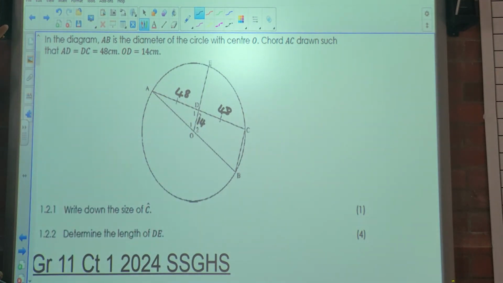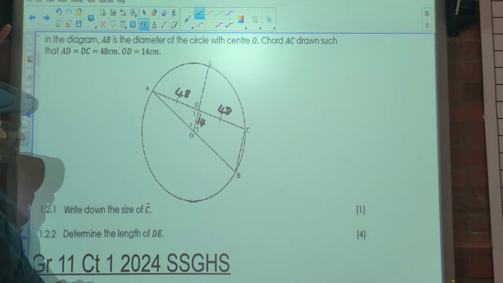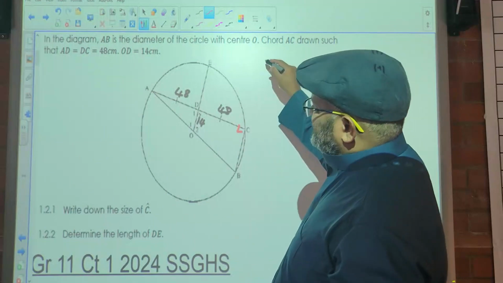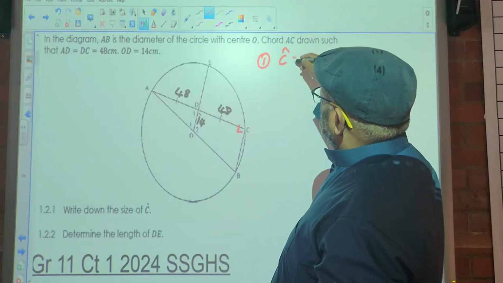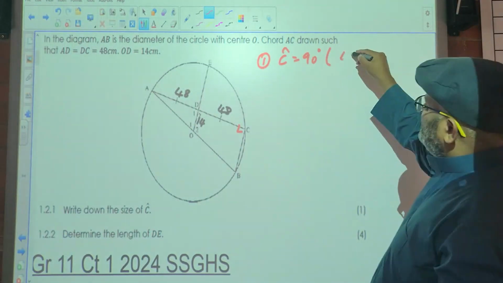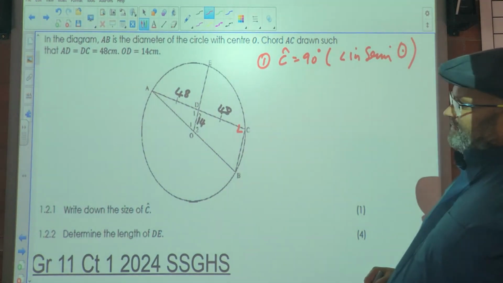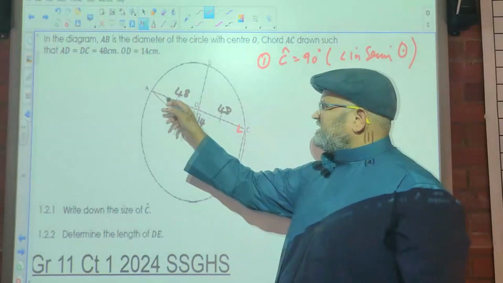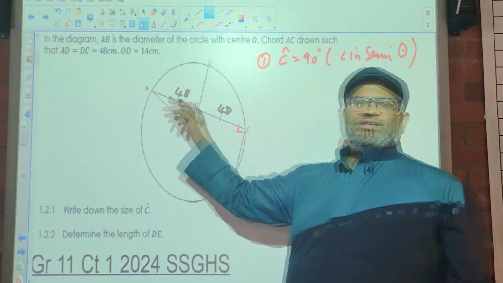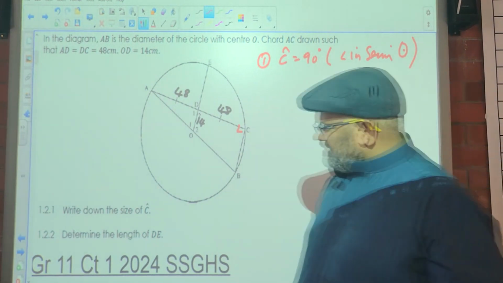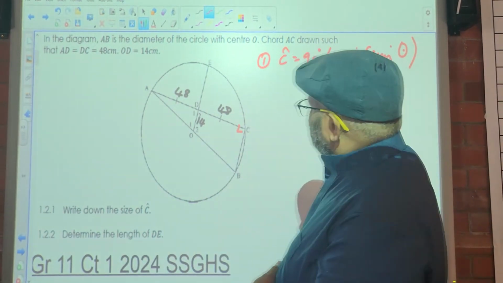The question says write down the size of angle C. But we see that angle C is 90 degrees. Why? Angle in semicircle. So what we notice here now, we've got a right angle triangle, so we can use Pythagoras if needed. Not so? Determine the length of DE.